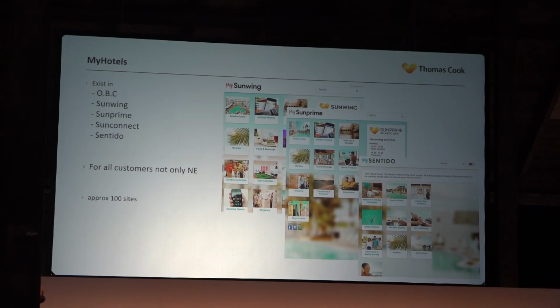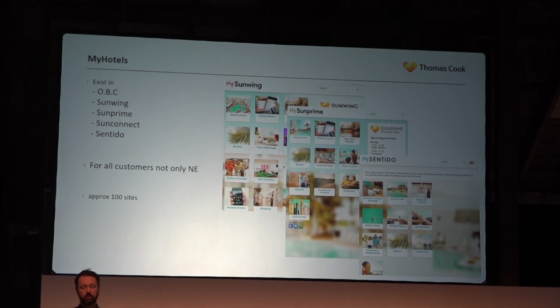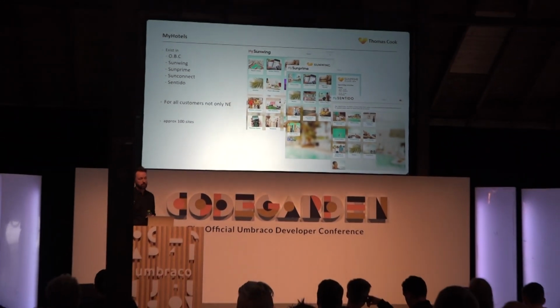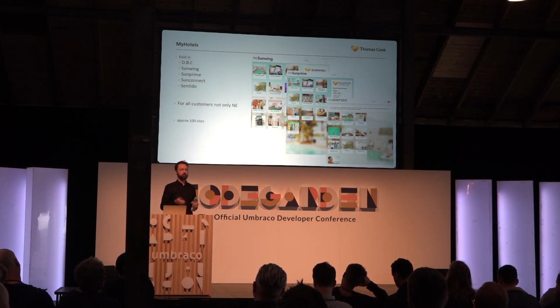The My Hotel sites exist in our branded hotels. There are 5 different hotel chains: OBC, Sunwing, Sunprime, Sunconnect, and Sentido, and they are directed at different customer types. Sunwing, for instance, maybe some of you have gone to Sunwing, if you have kids, is a family hotel. Sunprime is the same kind of hotel, but without kids. Sunconnect is another chain, and Sentido as well. So we have 5 different brands, and we have created a uniform platform, but we have developed a different layout on the web pages because the brand managers want them to look a little bit different. But we have the same structure behind.